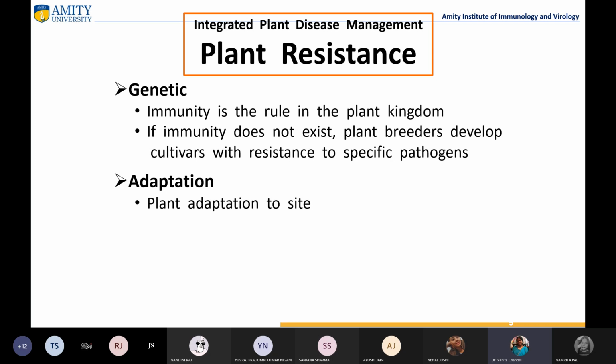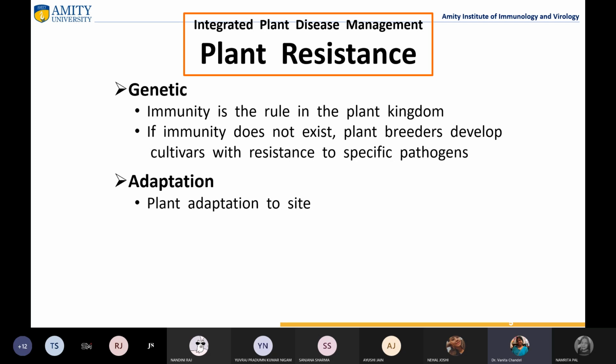Then genetic immunity, we know. We studied this in the last lecture also, that certain plants are naturally resistant to certain pathogens, right? So we can choose those plants, or we can develop certain plants by breeding methods. Adaptation means plants' adaptation to a site.